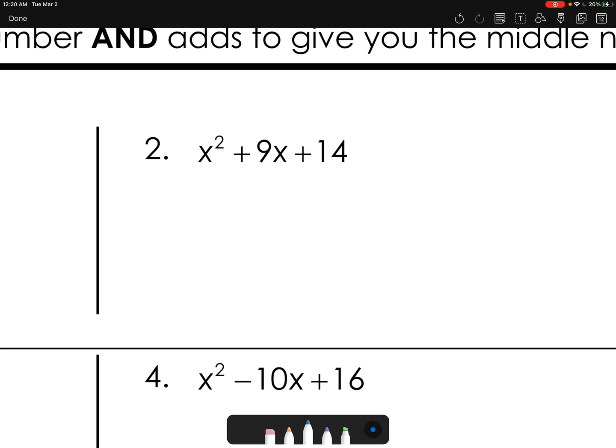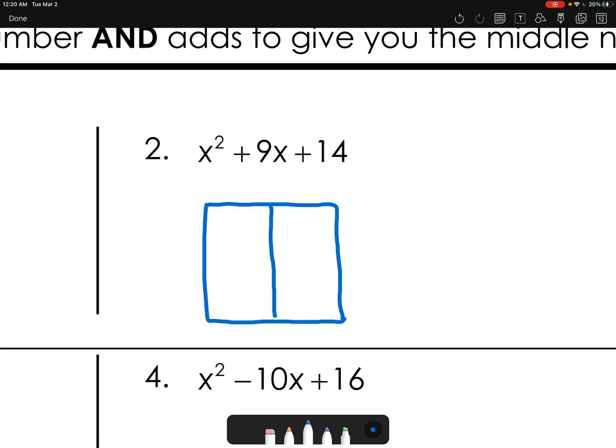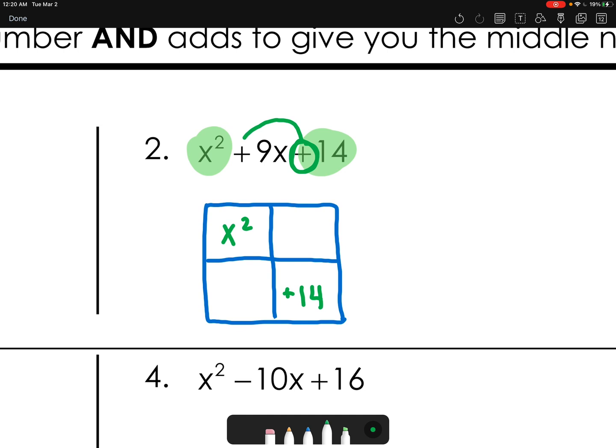I'm going to set it up as an area model again. And we already know what our top square and our bottom square are going to be. Our top square and bottom square are going to be our first term and our last term. And so that would mean we have x squared here and positive 14 here. And since this sign is positive, these other two squares are going to match the middle sign. And so since the middle sign is positive, these two are going to be positive as well.